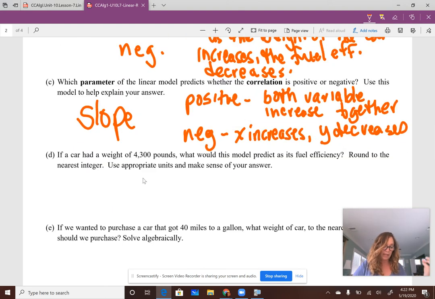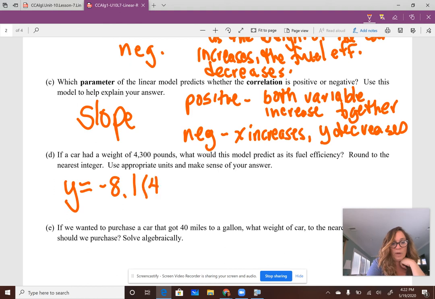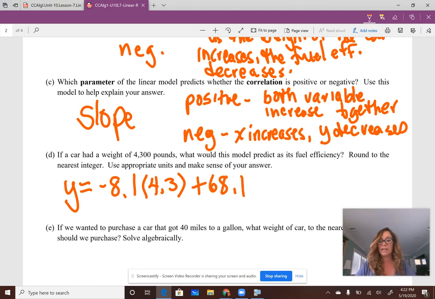So you're just going to plug in the 4,300, but remember that's in terms of thousands, so you're really using 4.3. Okay? So Y equals negative 8.1 times 4.3 plus 68.1. And you can just use your calculator. Round to the nearest integer, so 33 miles per gallon. Okay, and that's just substitution.